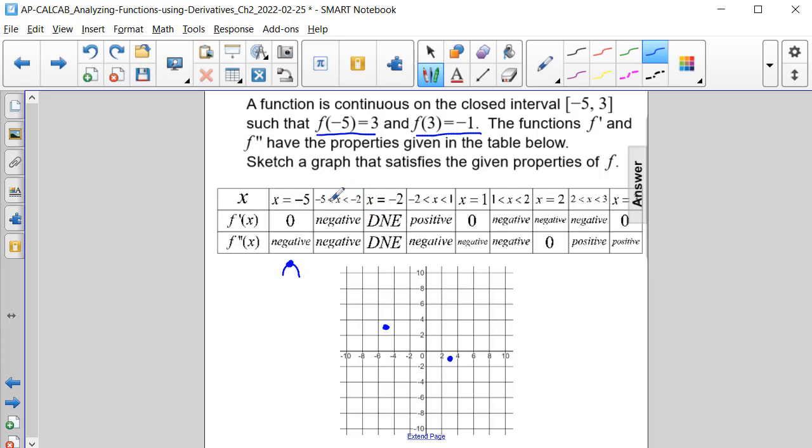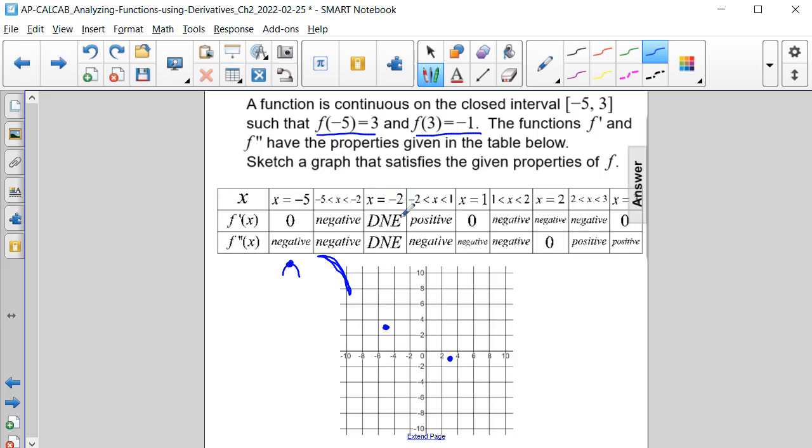And then from -5 to -2 for our x values, both f prime is negative and f double prime is negative. So that means I'm going to have a decreasing function that is concave down. It's going to look something like this.